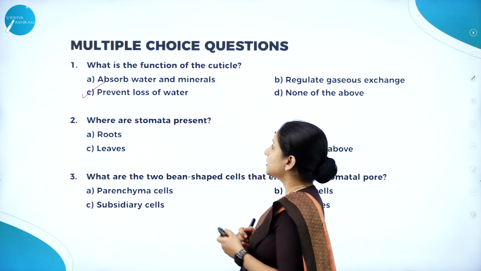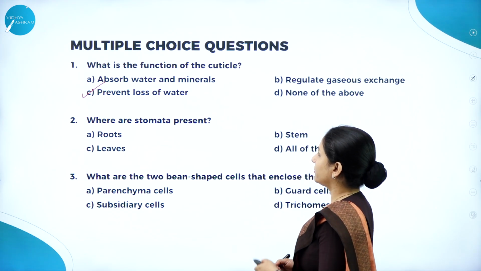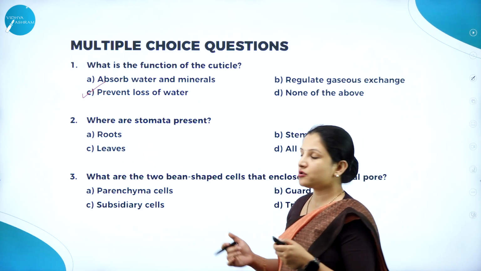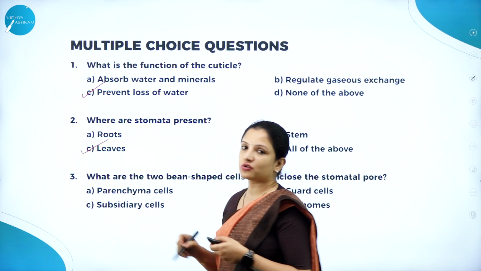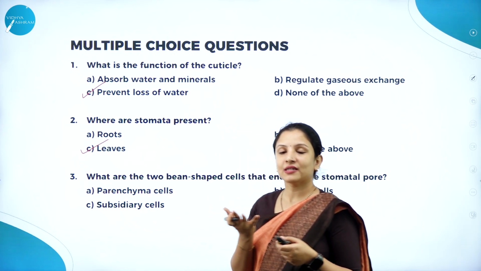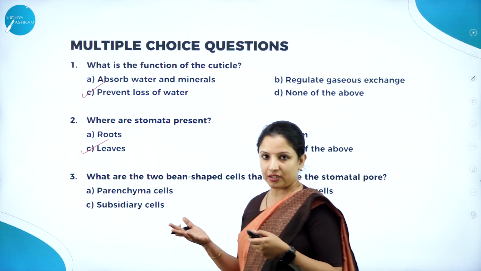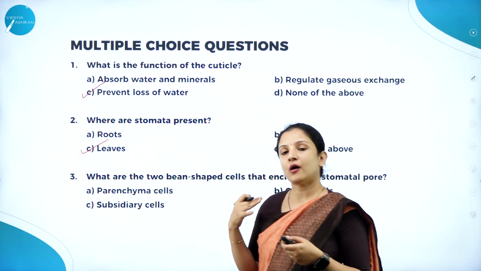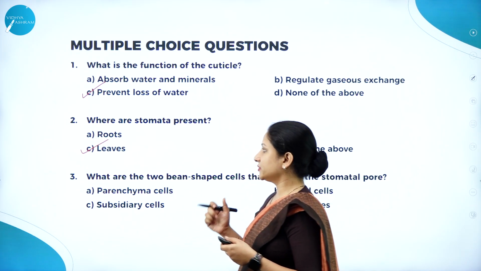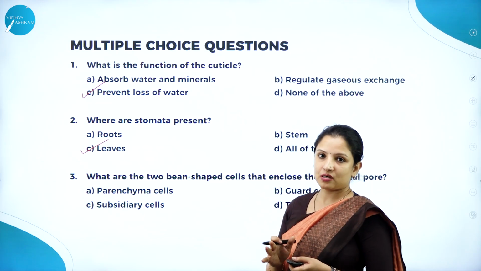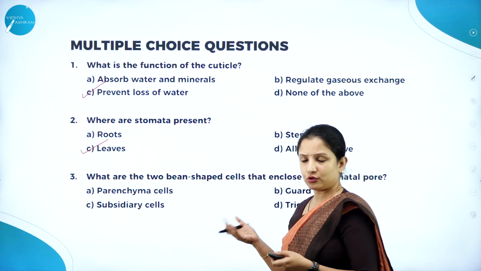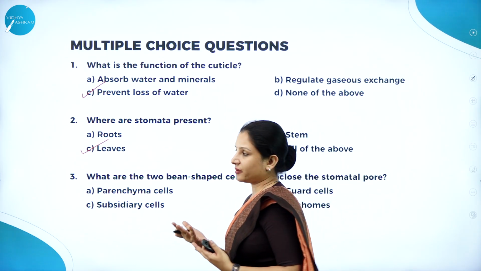So next question, where are stomata present? Roots, leaves, stem, all of the above. So stomata usually are present in the epidermis of the leaves, wherein in dicot leaves the stomata are usually found in the abaxial epidermis, that is the lower epidermis, and in monocot they are found equally distributed on the adaxial as well as the abaxial epidermis. So in dicots, the abaxial epidermis, that is the lower epidermis, is the region where more number of stomata will be present. So that question can also be asked.